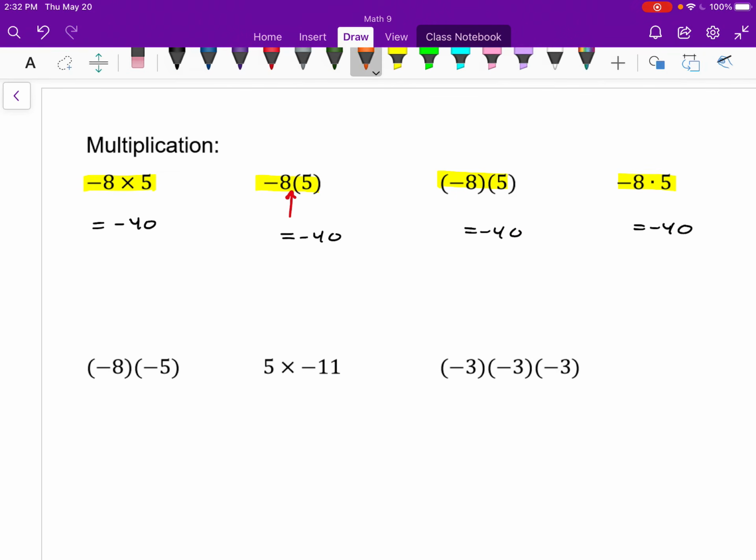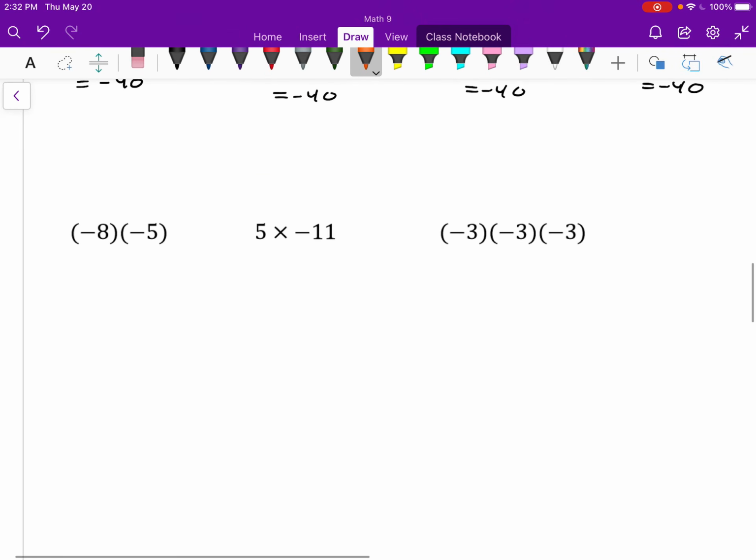In general, we move away from using the times symbol already. We're starting to move away from it just because sometimes it looks like the variable x if we're working with some algebra. So with that said, if I look at these three examples here, negative 8 times negative 5, a negative times a negative is a positive. So this is the same as positive 40. 5 times negative 11, 5 times 11 is 55, but there's a negative there, so it's negative 55. Again, a positive times a negative is always a negative.